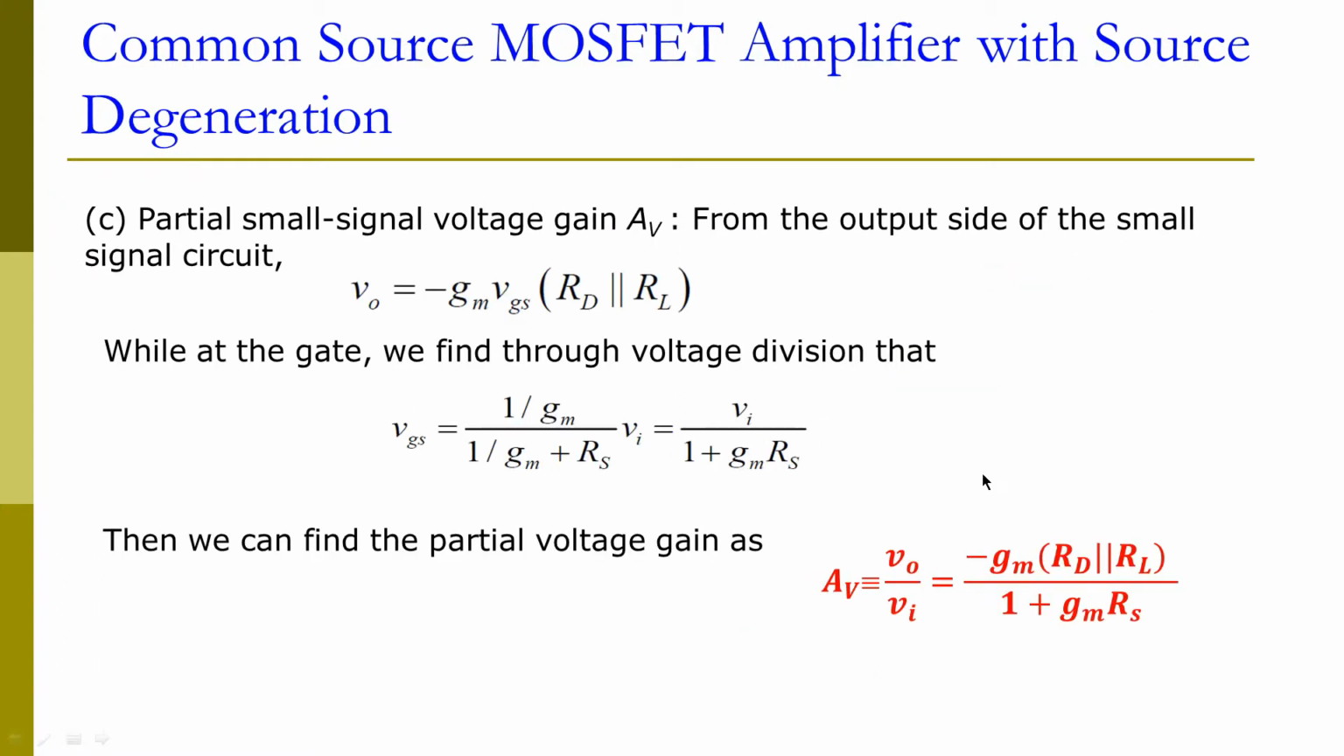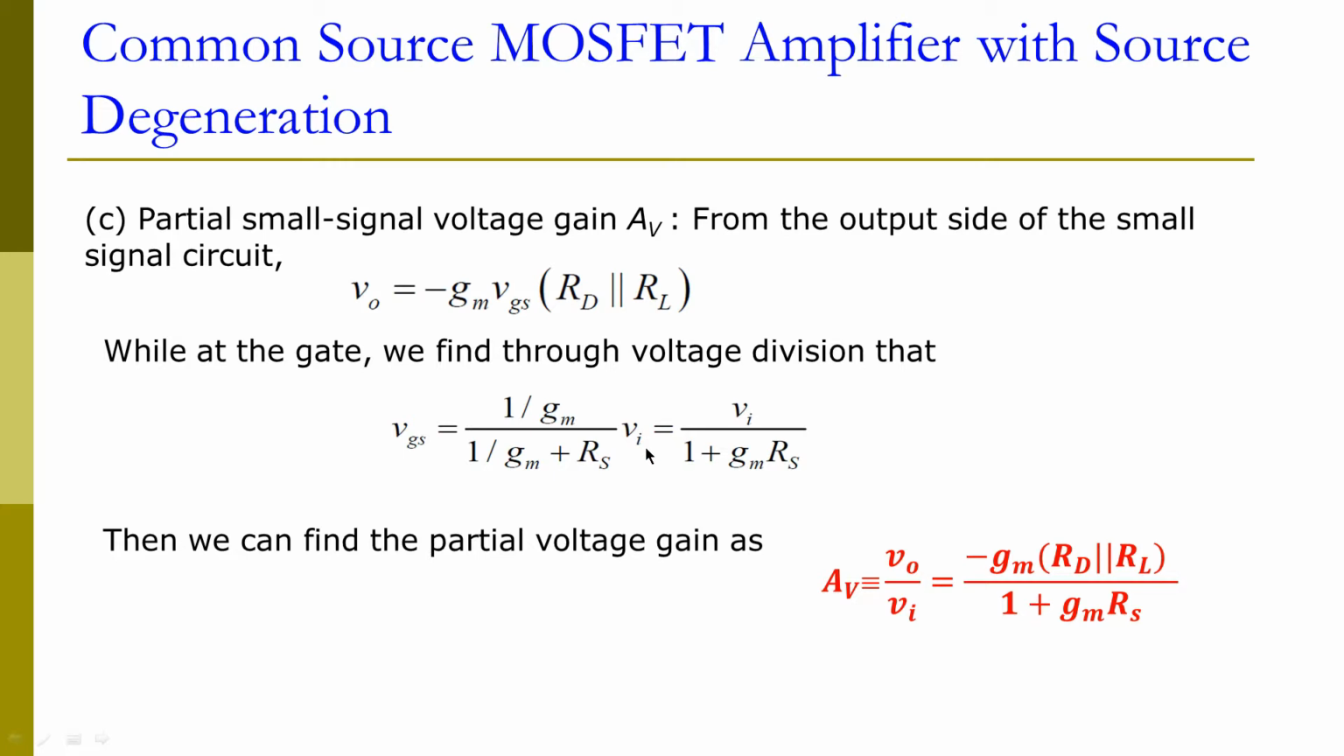To calculate the partial small signal voltage gain Av from the outside of the small signal circuit, we will get the output voltage. It will be very similar as before. The only difference is now we ignore the small ro here. And at the gate, through the voltage division, we have this vgs signal will equal (1/gm) divided by (1/gm plus Rs) times vi.